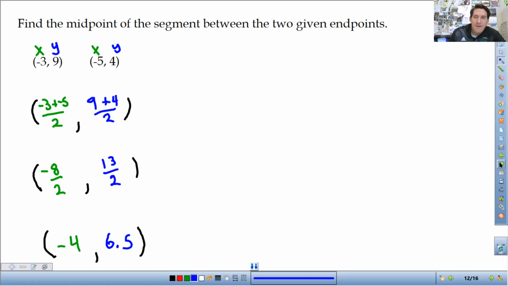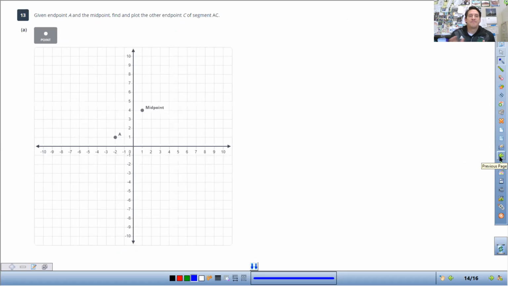All right. Last type of problem is, so be careful when you read these directions. So you're going to be doing all these on a graph. So given an endpoint A and the midpoint, find and plot the other endpoint C of segment AC. So what this is saying is M is the midpoint of A and some point C. So we need to find where point C is going to be over here.